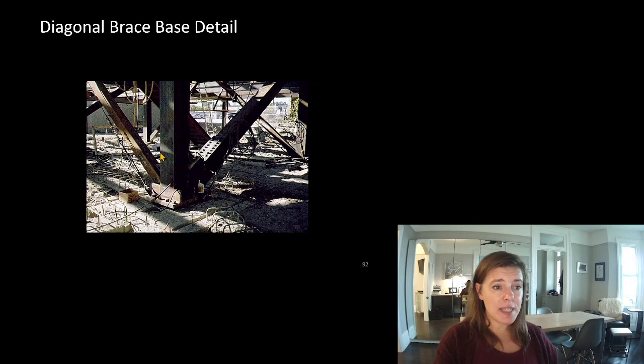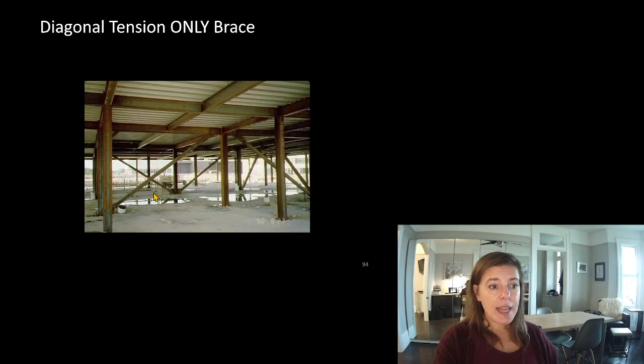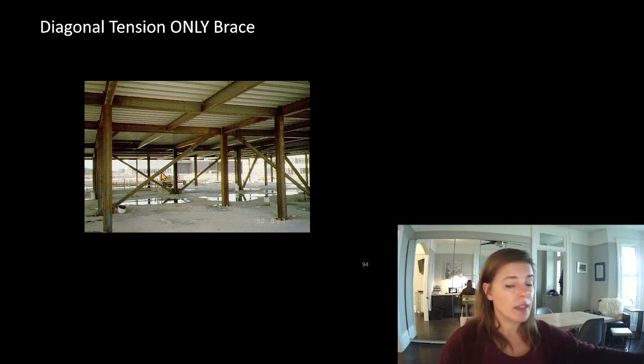Here's some details of what a base might look like. I've shown you some others already. Here's a tension compression brace coming in to a column and a beam. Here are tension only braces. You can see we have them going in opposite directions. These are very slender for how long they are, which means they don't work in compression.